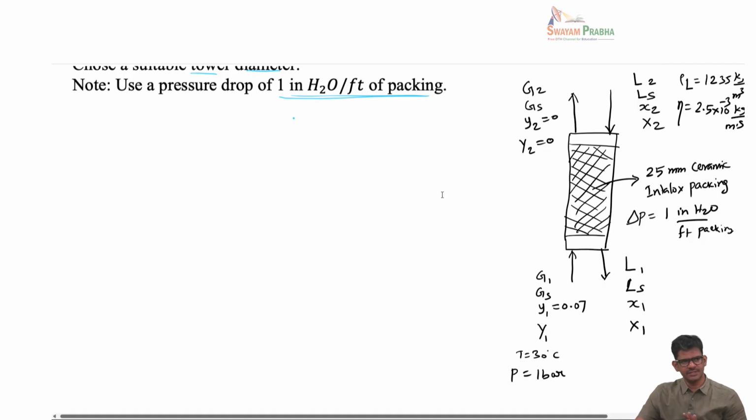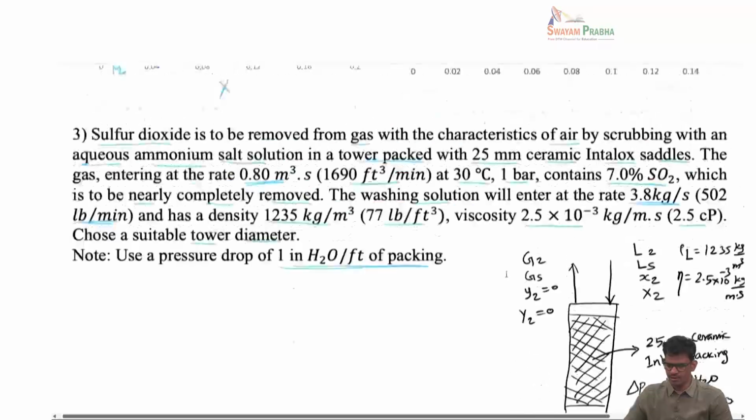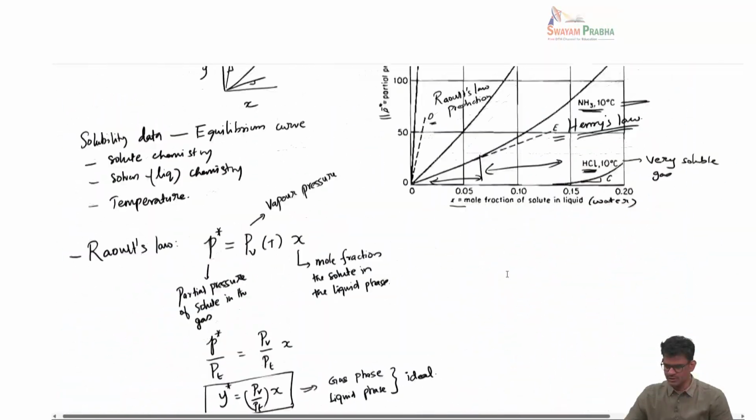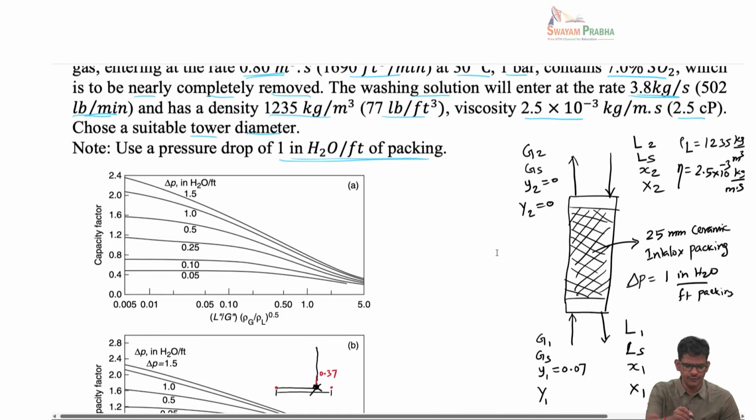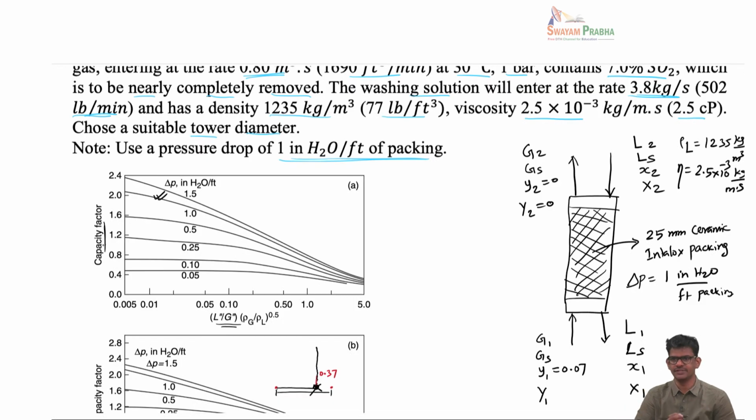So the strategy that we will use in this problem is, first we will use the pressure drop curves, which are plotted as capacity factor versus the ratios of the flow rates. Okay, so I'm talking about plots of this sort. We will find out this value for this particular problem statement, and then we will choose this particular pressure drop line, and from there we will read the value of capacity factor. From the definition of capacity factor, we will find the gas mass flux, which is gas flow rate divided by the area. From there we will get the area, from there we will get the diameter. Okay, so that's how we are going to do this problem.